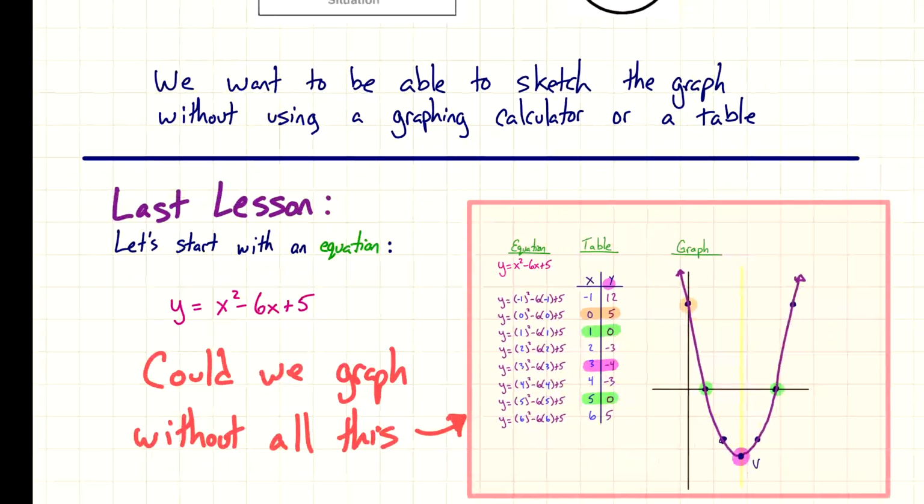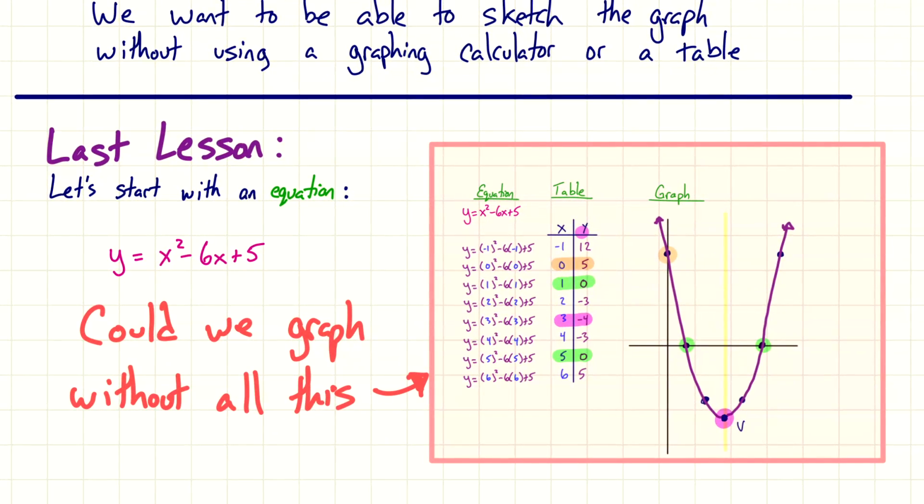And so last lesson, this is a snapshot of what we did. We started with an equation and we plugged in some numbers, we created a table, and after plugging in all those numbers, we got their y values, and then we have a bunch of coordinates that we were able to plot, and then based off of the points, we're able to sketch a curve. So that is for sure one method of graphing a quadratic equation.